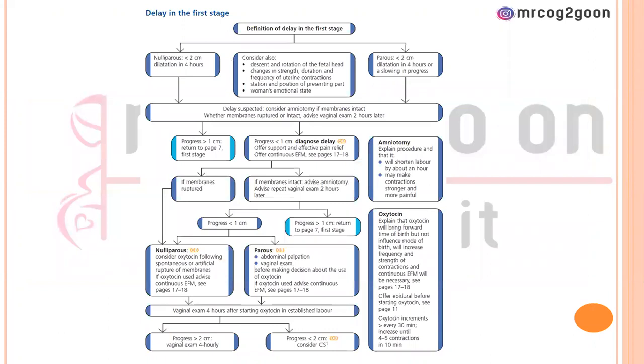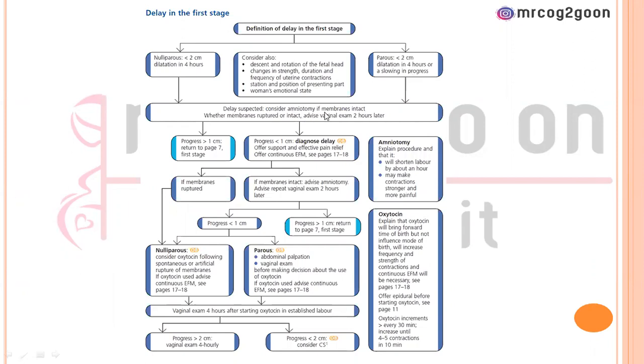Delay in first stage of labor. When to suspect, when to diagnose, and what to do. This is a very important slide. Nulliparous and parous. Nulliparous, if less than 2 centimeters in 4 hours, for both. Look here and here. But here we will add slowing progress. Here we will suspect delay.